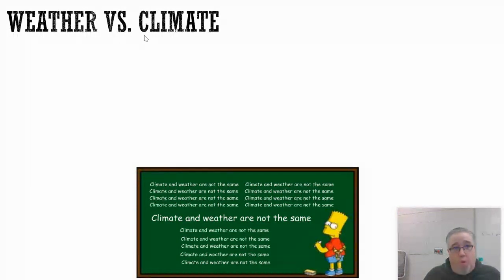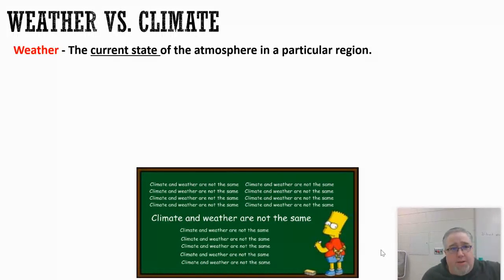So before we get into that, I want to make sure we understand two terms: weather and climate. We talk a lot about climate and climate change in this class. So I'll talk a lot more about that next semester as well. But these two terms are not the same thing. I want to make sure that we can distinguish between the two.